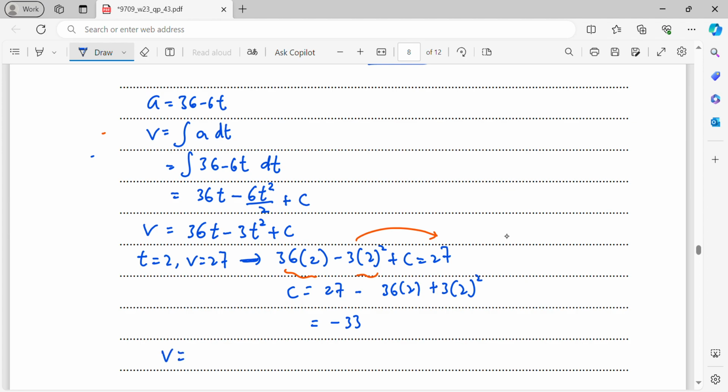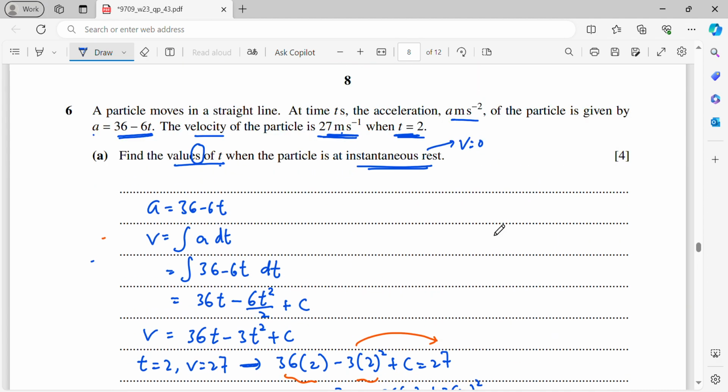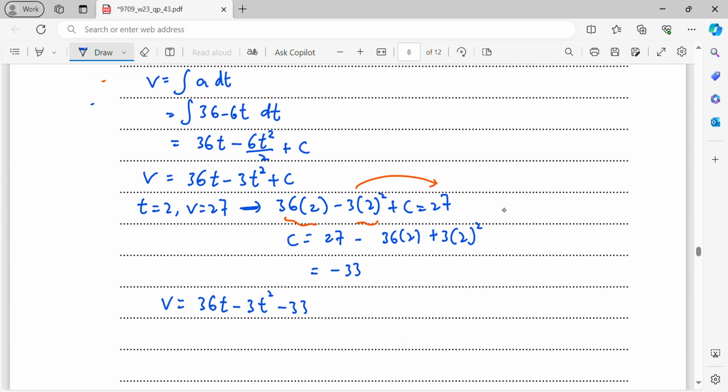Okay, so now you rewrite your v is 36t minus 3t squared minus 33. And now, the question is asking for when v is 0, what are your t? Okay, so when v equals to 0, that means 36t minus 3t squared minus 33 equals to 0. So from here, I can rearrange the equation. It will be negative 3t squared plus 36t minus 33 equals to 0.